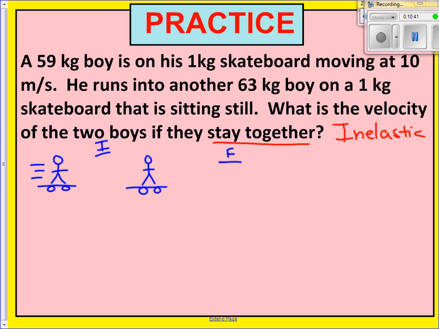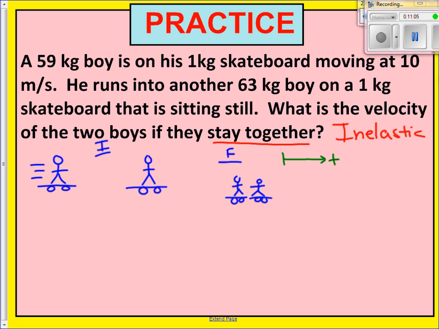Finally, we know that they stick together. So I'm going to draw their skateboards close together, and perhaps they're holding on to each other, and that's why they're sticking together. But that's my final picture. Third step is I want to establish a positive direction. Now I'm going to make right the positive direction. And then finally, let's write down our knowns and our unknowns. And I'm going to do that right below the pictures.